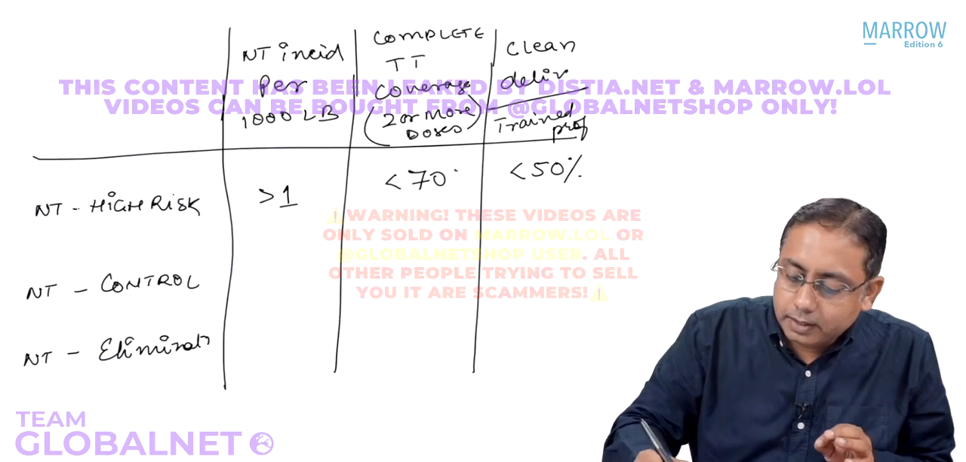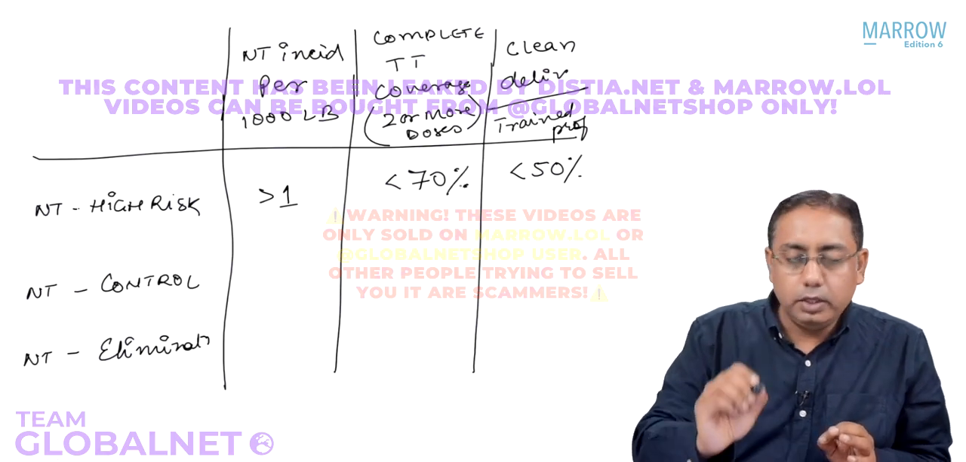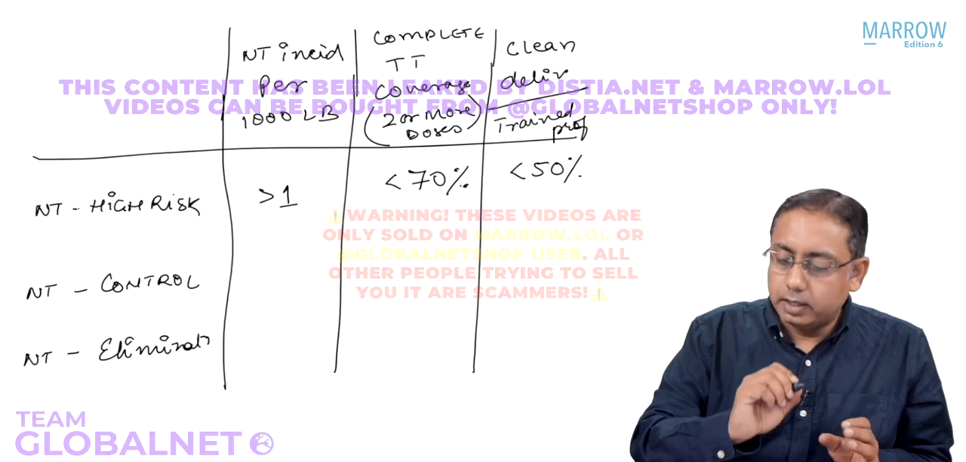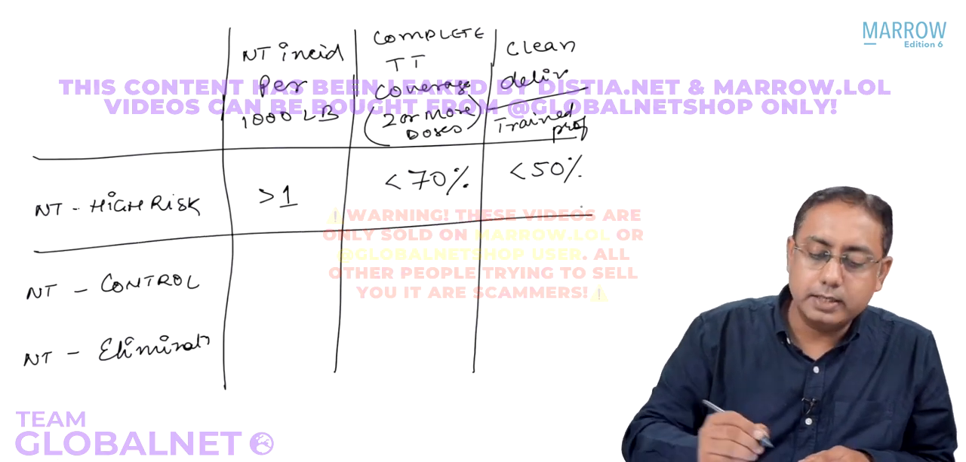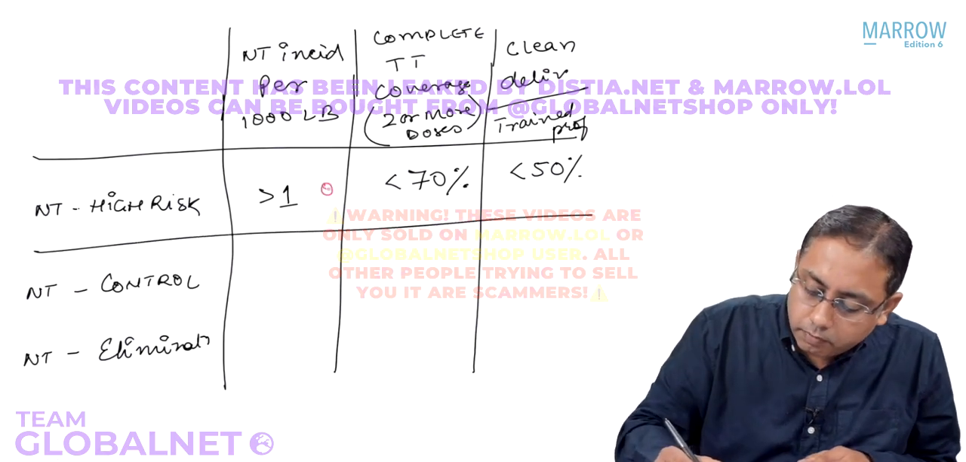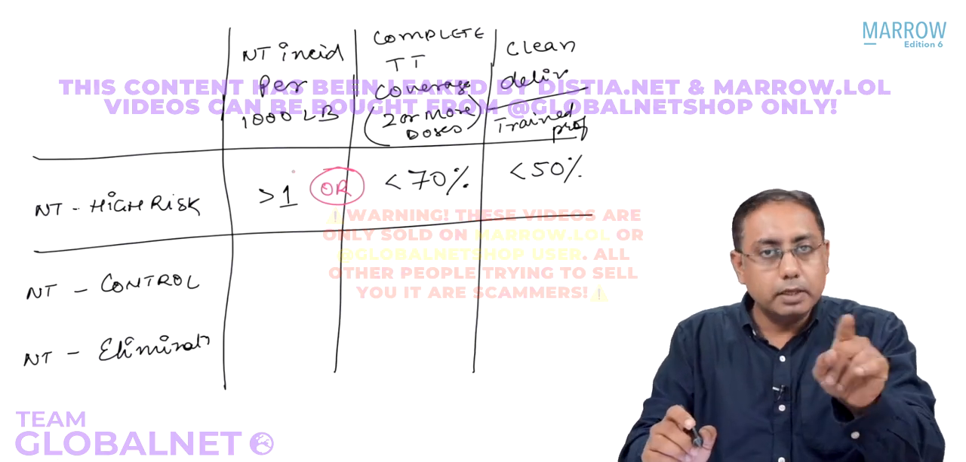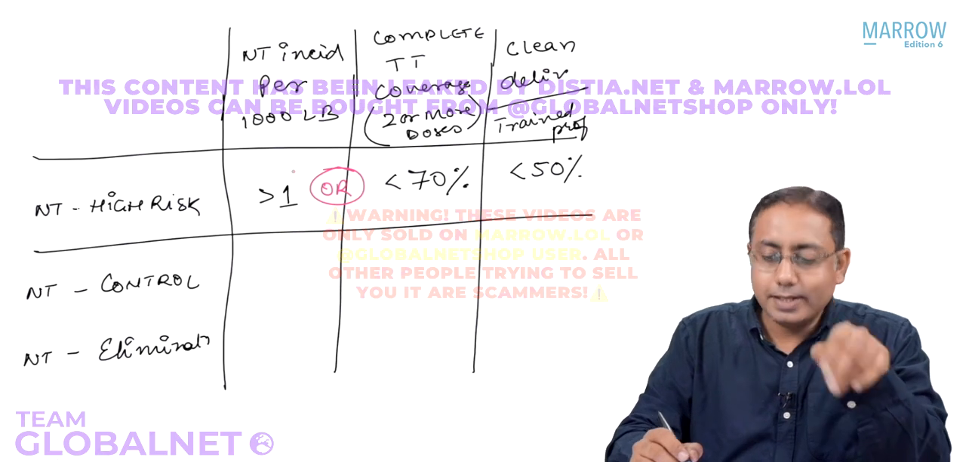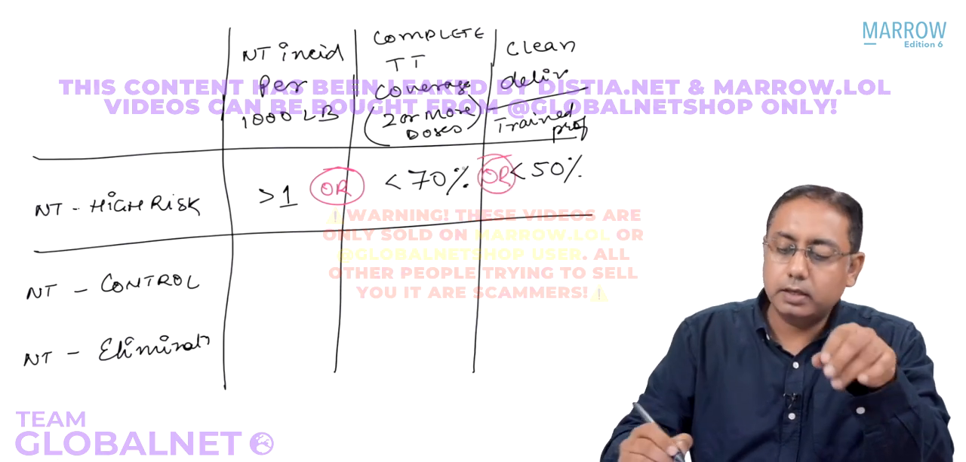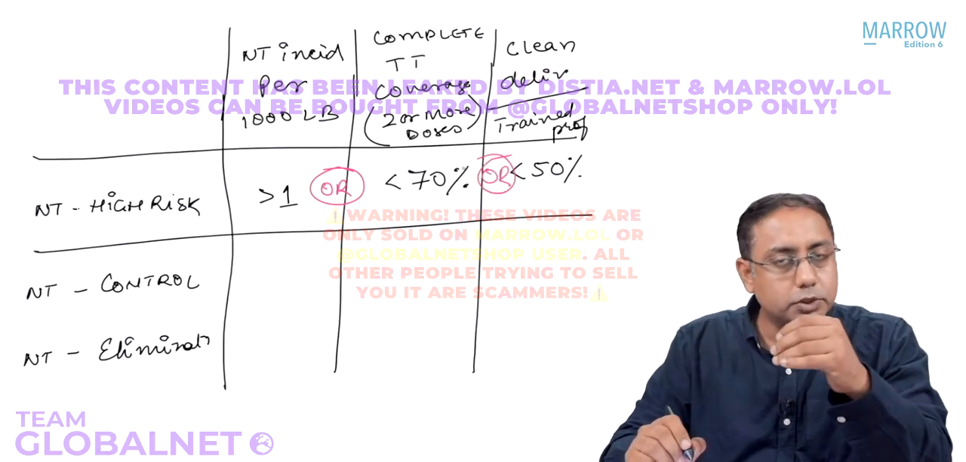So complete TT coverage of less than 70%, neonatal tetanus more than 1, this area is called a high risk area. Please remember, this is or. Either you have neonatal tetanus more than 1 per 1000, or the TT coverage is less than 70, or the clean delivery proportion is less than 50.